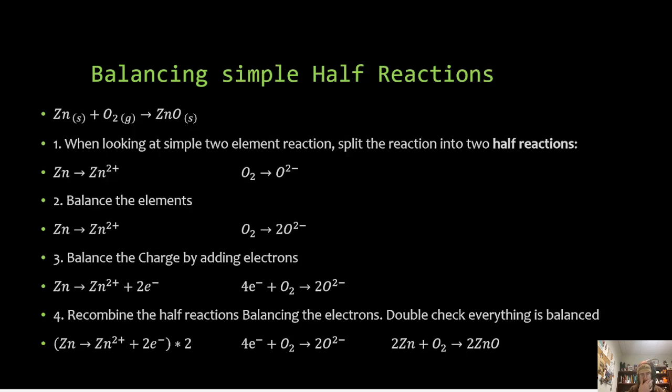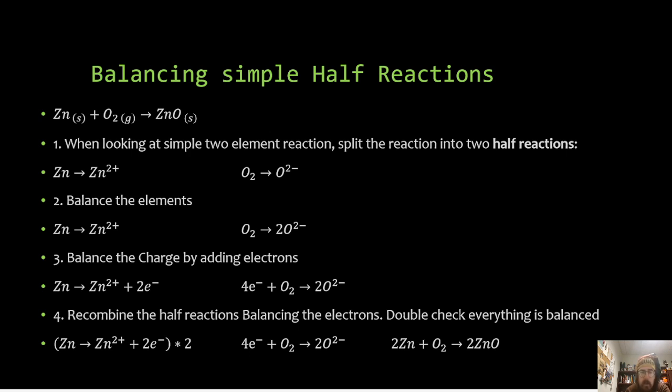So we're going to follow these several steps. The first step is typically breaking these down into two half reactions. Sometimes you'll have to split up a compound in order to see it better, but sometimes when they're completely different, it'll be a lot easier. So I'm breaking down zinc into zinc 2+ and O2 into O2-.